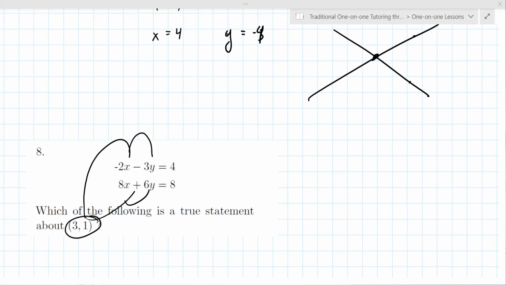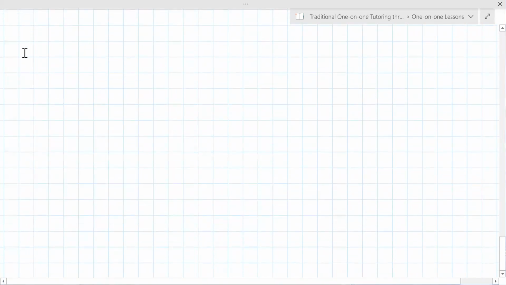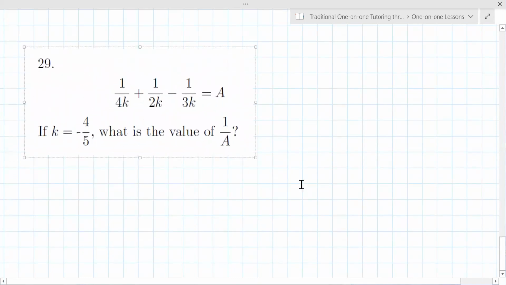I'm going to stick with heart of algebra. We're having a little more success with these. So let me just throw the problem at you, and then we'll see how much background we need to cover before doing some of these types of things. So, okay, they're giving you an equation: 1 over 4k plus 1 over 2k minus 1 over 3k equals a. If k equals negative 4/5, they're giving you that value of k. They want the value of 1 over a here. So what would you do first?